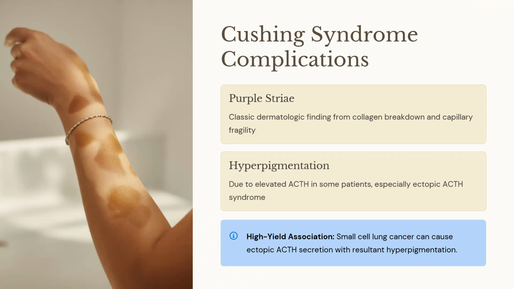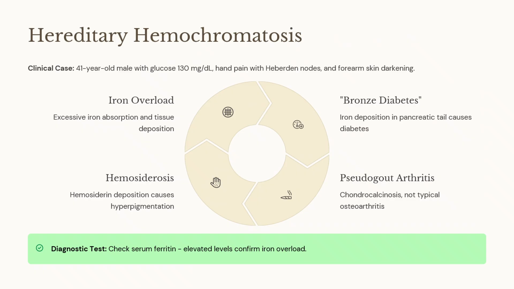So because of Cushing syndrome, we not only have purple striae but also we have hyperpigmentation because of the presence of alpha melanocyte stimulating hormone, that is MSH, which is responsible for the dark pigmentation. Small cell lung cancer can also cause ectopic ACTH secretion, which can result in Cushing syndrome as well as hyperpigmentation. So this is a tricky question which I want you to know.